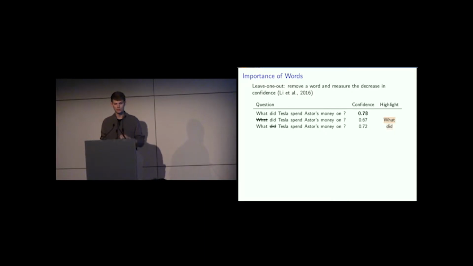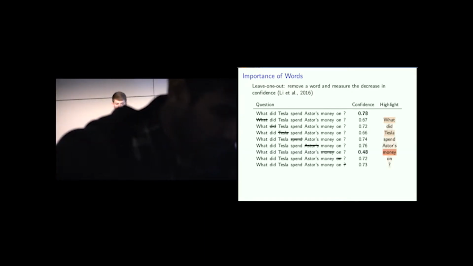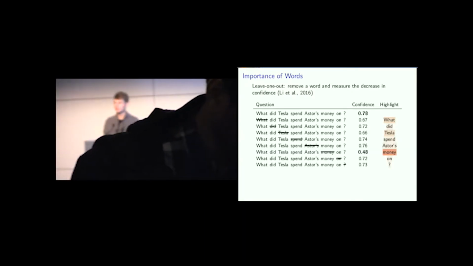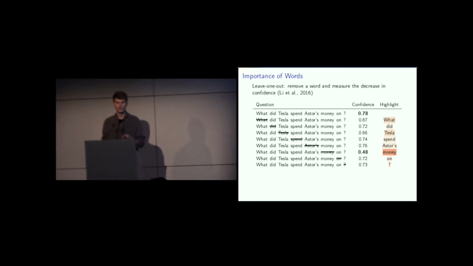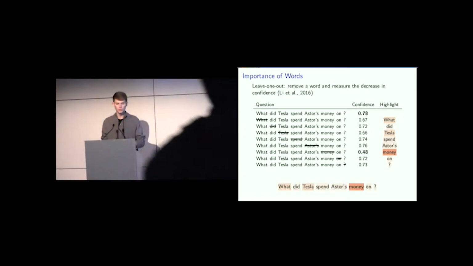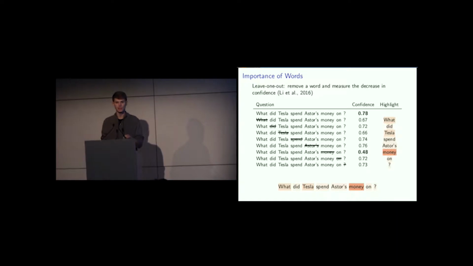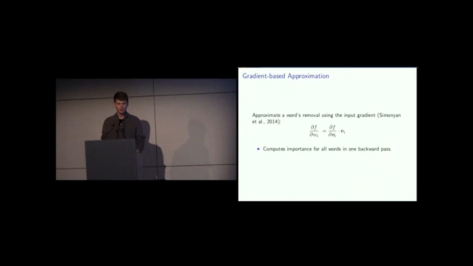We can keep doing this. We see did is a bit less of a drop. And when we remove the word money, it goes from 78 to 48, so it gets a very dark highlight. Then once we consider each word independently, we put them together into a final saliency map. Of course, this is quite slow, especially for long inputs.